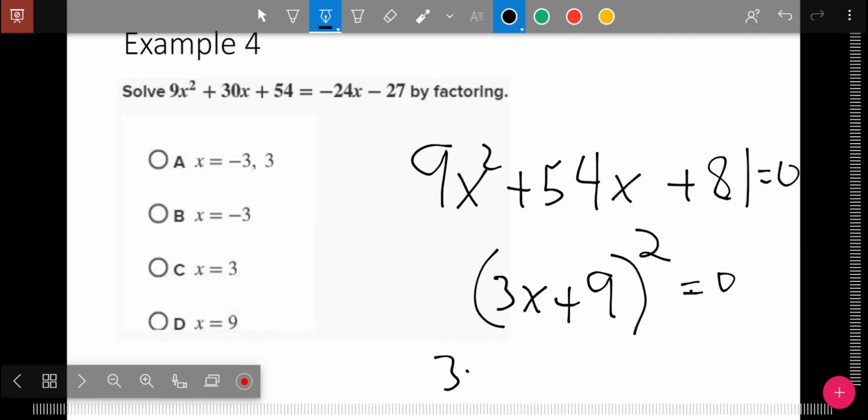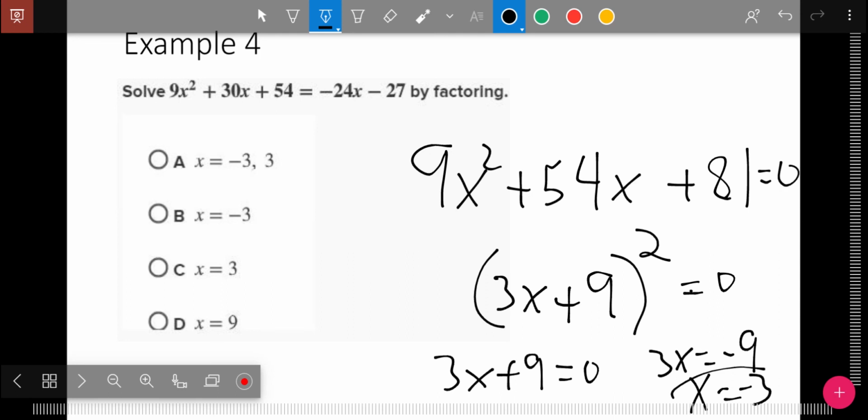But then you would set each one equal to 0. Well, it's the same thing twice. I minus 9 to both sides. I get 3x equals negative 9. I divide by 3. I get x equals negative 3. And so that's your answer.